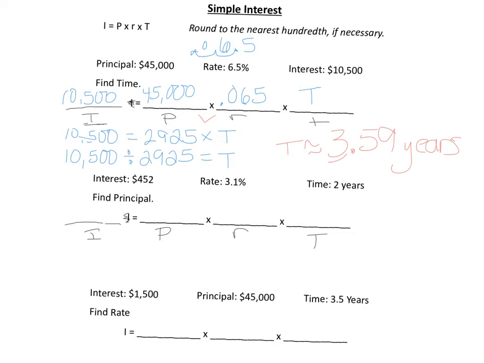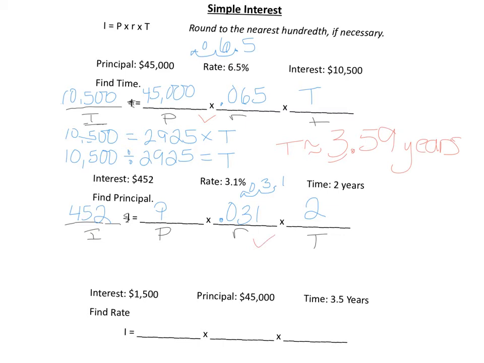Our interest is $452, meaning that's what's been paid to you by a bank, or that's what you've paid back when you paid a credit card. Our rate is 3.1%. So we have to move the decimal 1, 2 spots, fill in a 0. So our rate is 0.031. Our time is 2 years, and we're looking for principal.